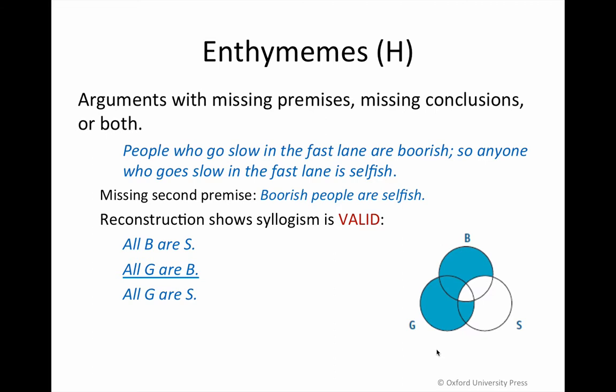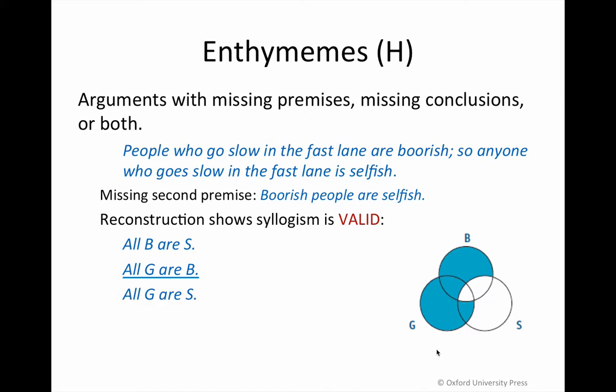Take a look at the following example. People who go slow in the fast lane are boorish, so anyone who goes slow in the fast lane is selfish. What's the conclusion? Anyone who goes slow in the fast lane is selfish. Let's go ahead and organize what we have accordingly.